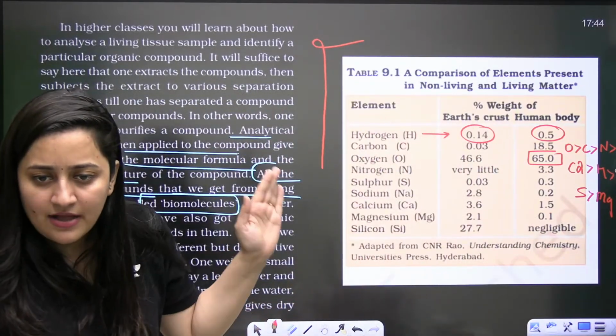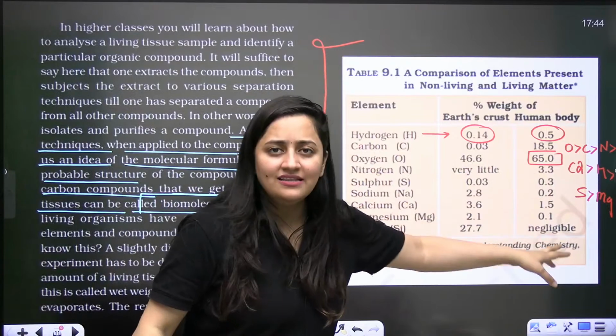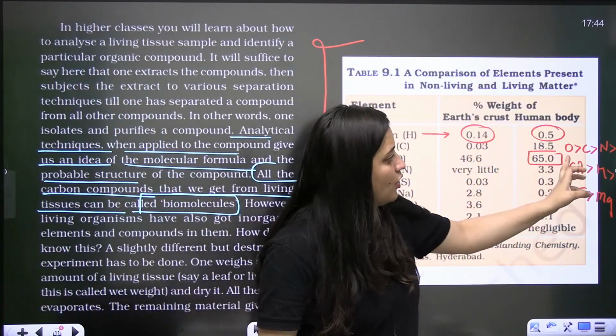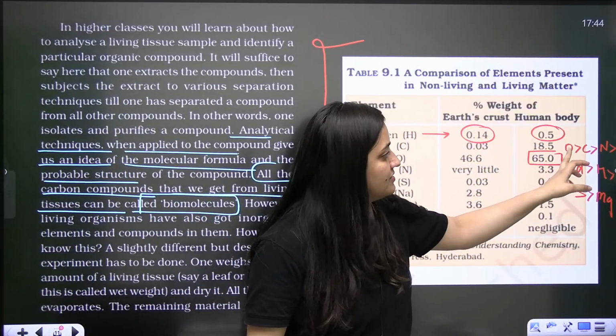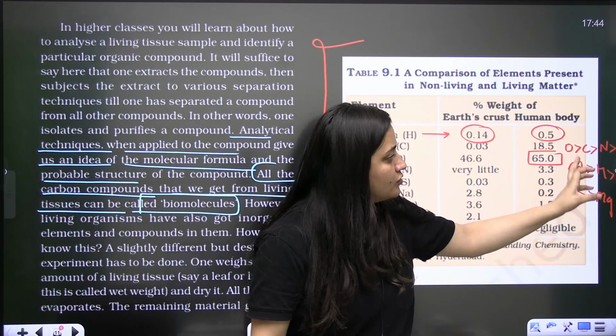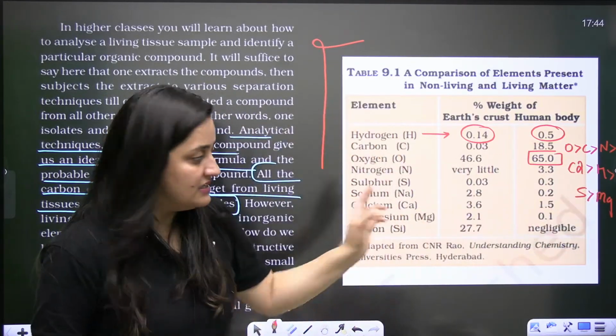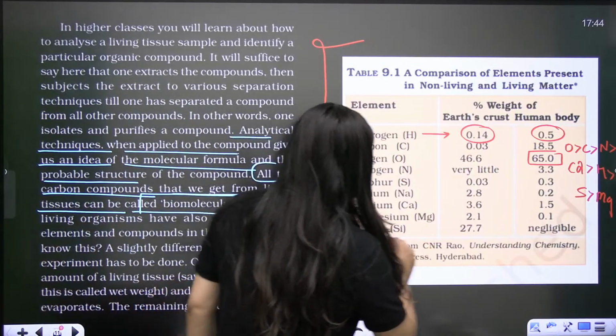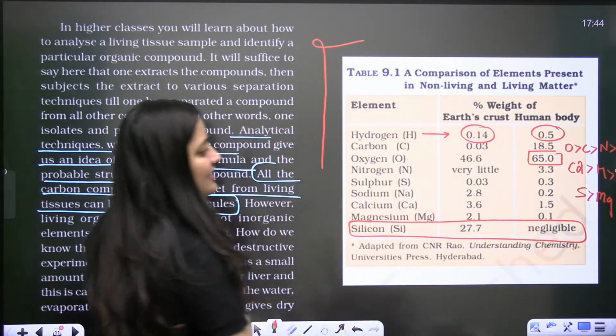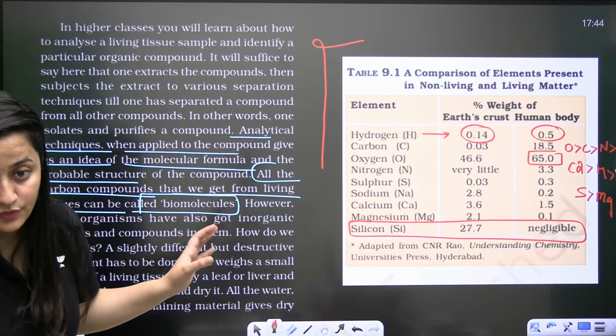If I compare the non-living and the living organism, you will see the oxygen as maximum in the living organism, then followed by carbon, then nitrogen, calcium, hydrogen, sulfur, magnesium, and the silicon is negligible here, right? Silicon is negligible here. So yes, they can ask you these questions.